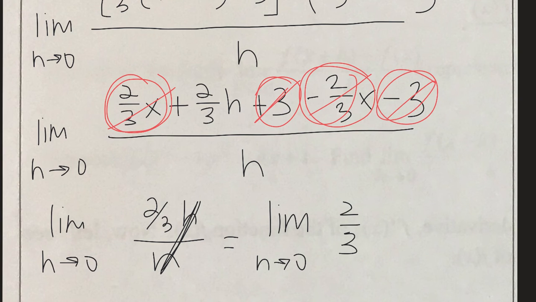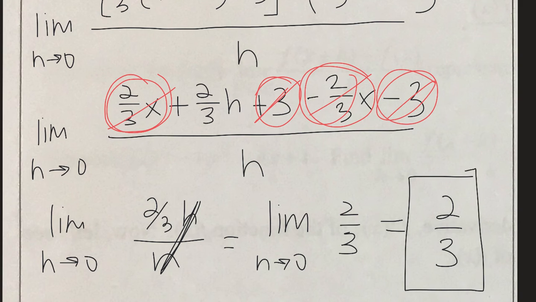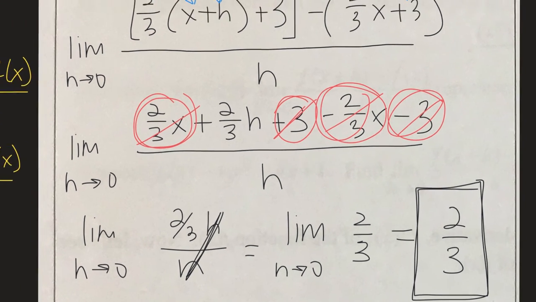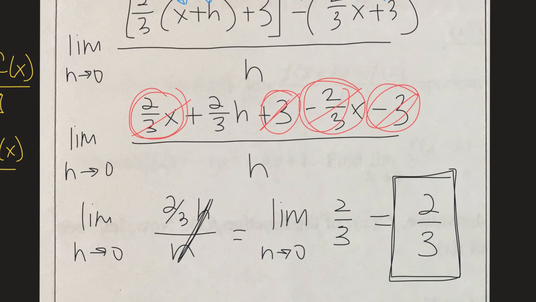And if we take the limit of a constant, that is always just a constant. So the slope of this line will always be 2/3. There's no equation; this is a constant slope of 2/3. Okay, that's what we get when we apply the difference quotient to our linear function.